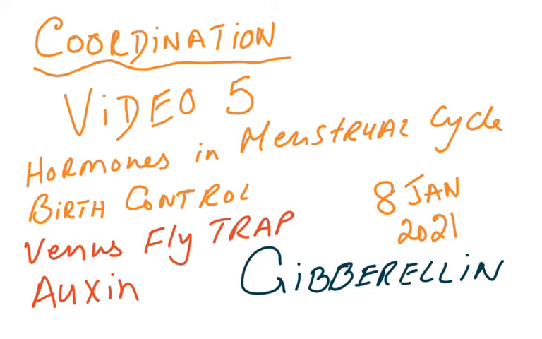We're going to start the chapter on coordination, which we've done 4 previous videos. Now, this is video number 5, and what is left of the chapter is the hormones in the menstrual cycle and how they operate during the menstrual cycle, birth control, Venus flytrap, auxins, and gibberellins. I hope they can be completed in this video, but if not, then they will continue in the 6th video.